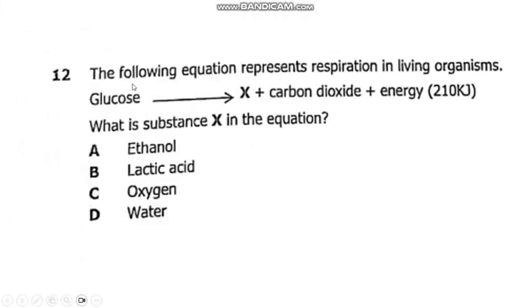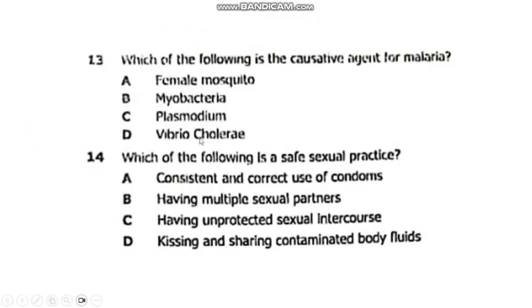The question reads, the following equation represents respiration in living organisms. So we have glucose giving us the byproducts X plus carbon dioxide plus energy. What is the substance X in the equation? So here we are looking at anaerobic respiration, which is the type of cellular respiration that occurs in the absence of oxygen. So as you can see, there is no oxygen here. So here we have this part about X, which is ethanol. So the correct answer is A. So we now move on to our question 13.